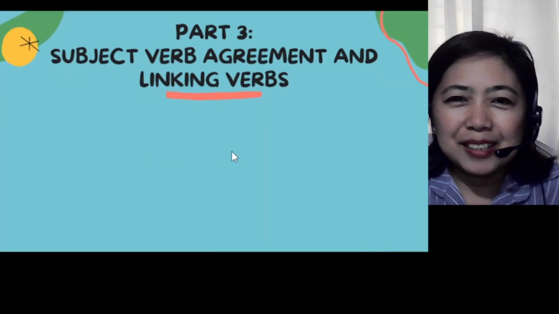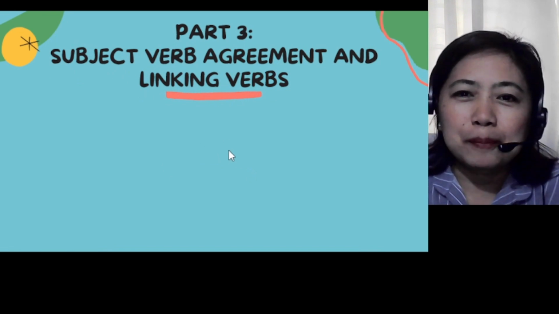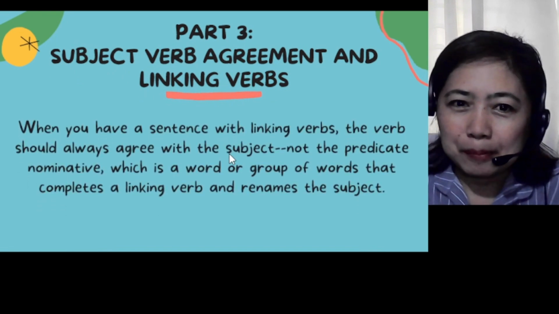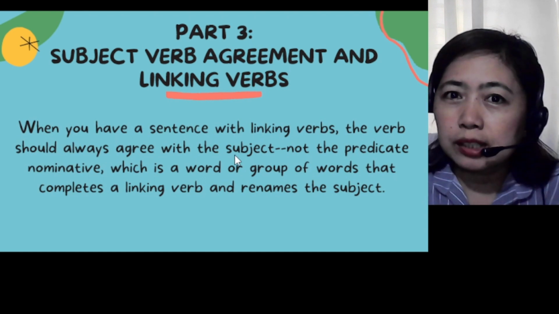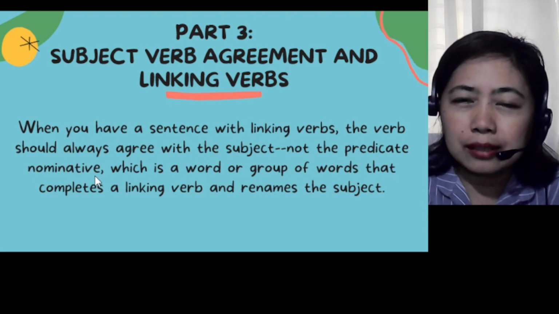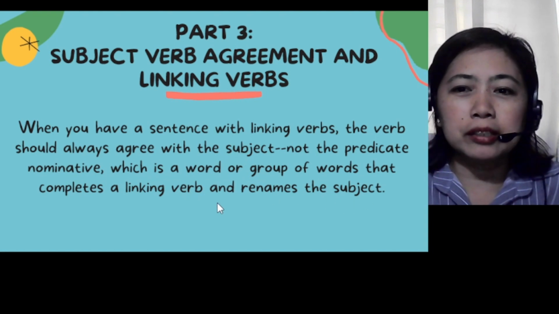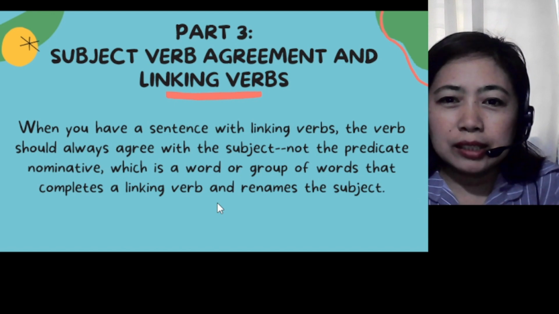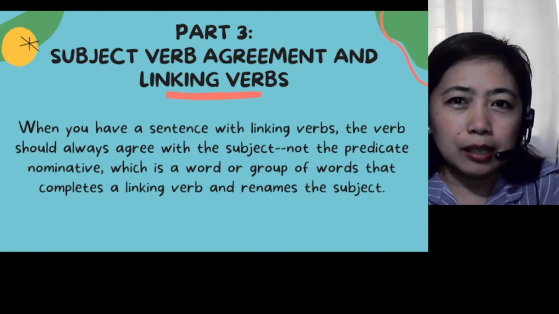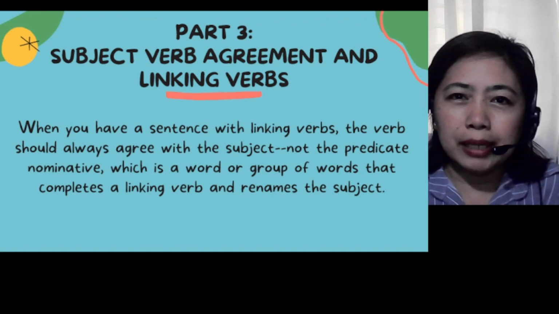We are now on our part 3. That's the last part of the basic rules of English grammar, with the linking verbs this time. When you have a sentence with linking verbs, the verb should always agree with the subject, not the predicate nominative. These are the words or group of words that complete a linking verb and rename the subject. So don't get confused on that. When we say linking verbs, these are is, are, was, were. Those are the basic examples.